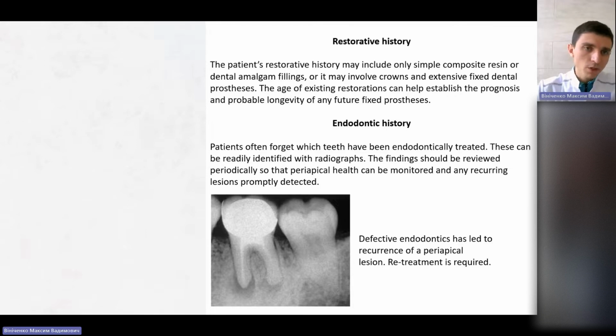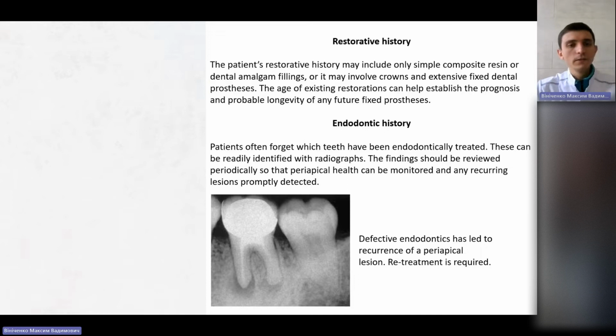Endodontic history. Patients often forget which teeth have been endodontically treated. This can be readily identified with radiographic examination. The findings should be reviewed periodically so that periapical health can be monitored and any recurring lesions promptly detected. As you can see in this picture, there is a small radiographic examination, but it is better to use a panoramic view. And if the tooth has endodontic treatment, it is called a contrast X-ray material.